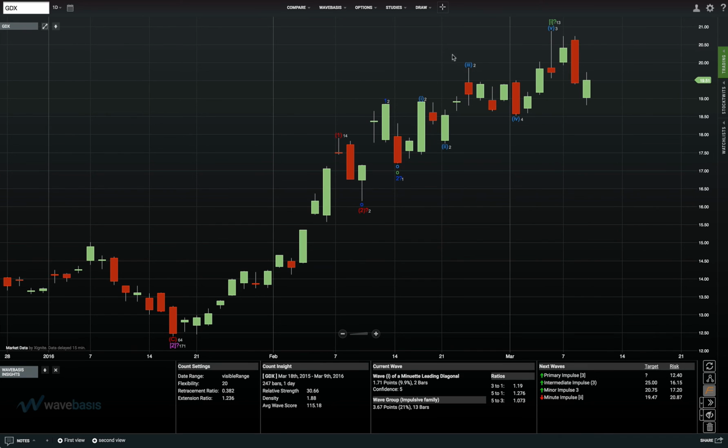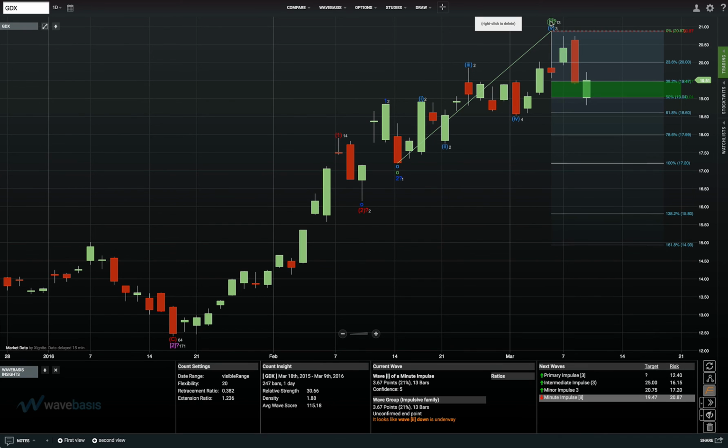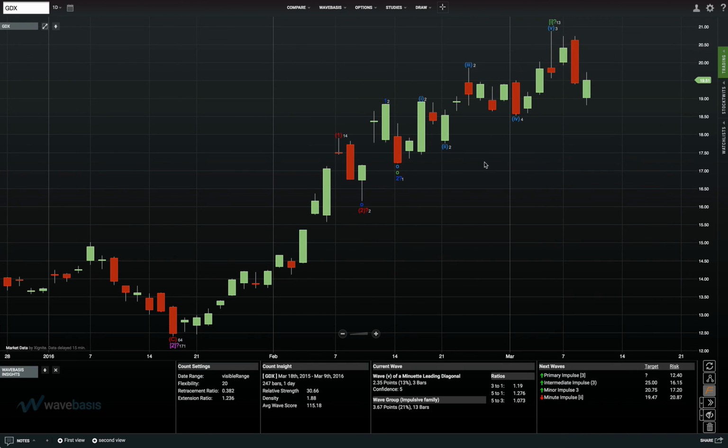So that may portend well for 61.8 holding here. Only time in the market will tell, but GDX is certainly one to keep an eye on right now.